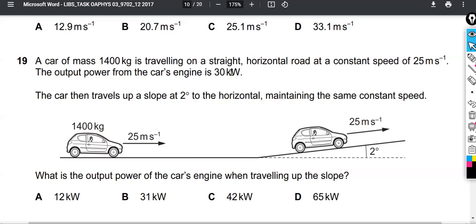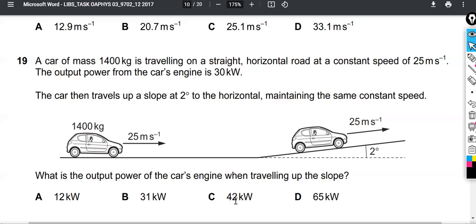Because the 30 kilowatts is already the output power of the car's engine. It's saying, what is the output power of the car's engine when traveling up the slope? Well, we still need all 30 kilowatts that we started with, because there are the same resistive forces, but we need extra power to overcome the component of the car's weight acting down the slope. And again, I almost guarantee you it's 12 kilowatts. And the correct answer then is going to be what?